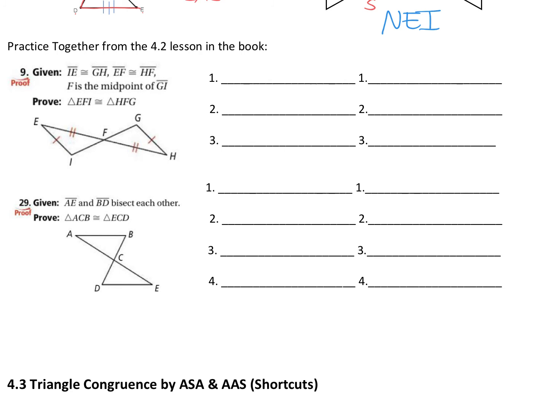Okay, so let's look at number 9. First of all, look at what they give you. It says, given that IE is congruent to GH, so they marked that. Okay, and if they don't mark it for you, you should mark it. Always mark what you know. They also say that EF is congruent to FH, HF. And then this last piece of given information says F is the midpoint of GI.